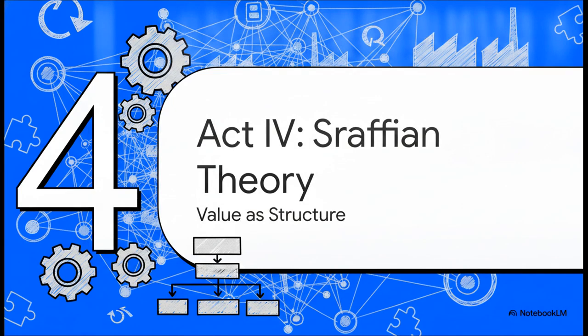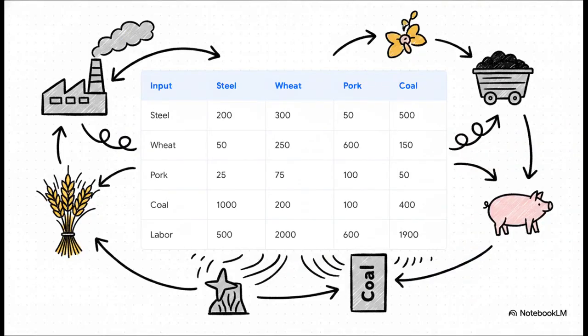Okay, let's dive into our fourth and final paradigm. Act 4, the Scarcity theory, looking at value as a social structure. Flash forward to 1960. Economist Piero Sraffa published a model using what's called an input-output matrix. He realized that modern industries are completely interdependent. I mean, it takes steel to mine coal, but it takes coal to forge steel. You are using commodities to produce other commodities.